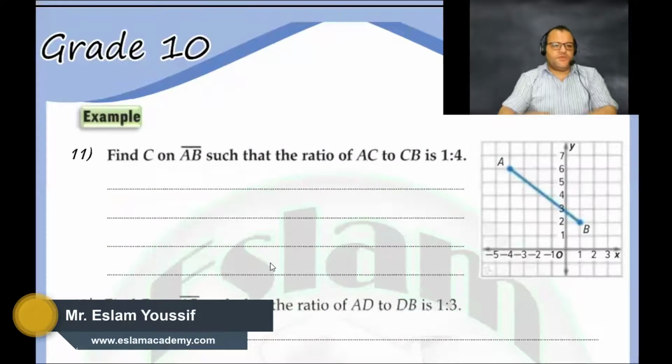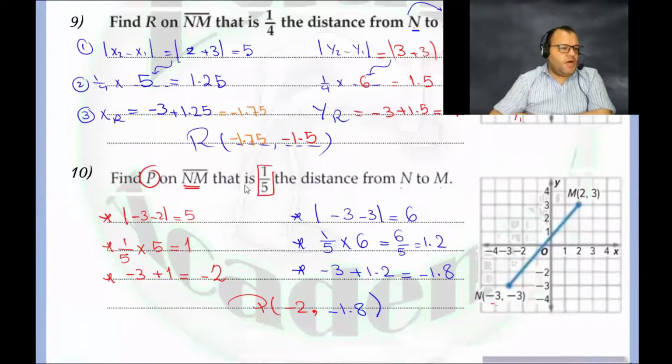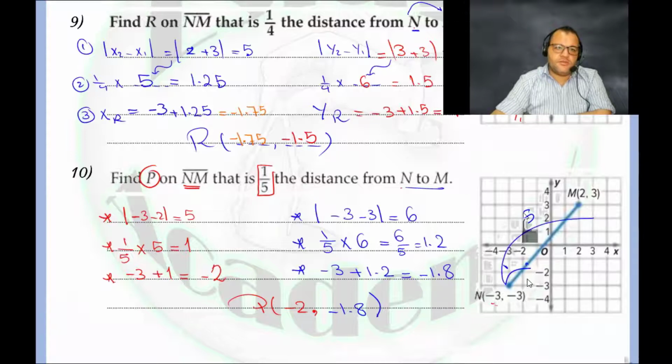Again, we need to solve this one. Now we have, if you remember this one, I need to find the coordinate of the point P. It's 1 over 5 of the whole distance. The distance from N to M is 5 units. I need only one part out of 5 units.